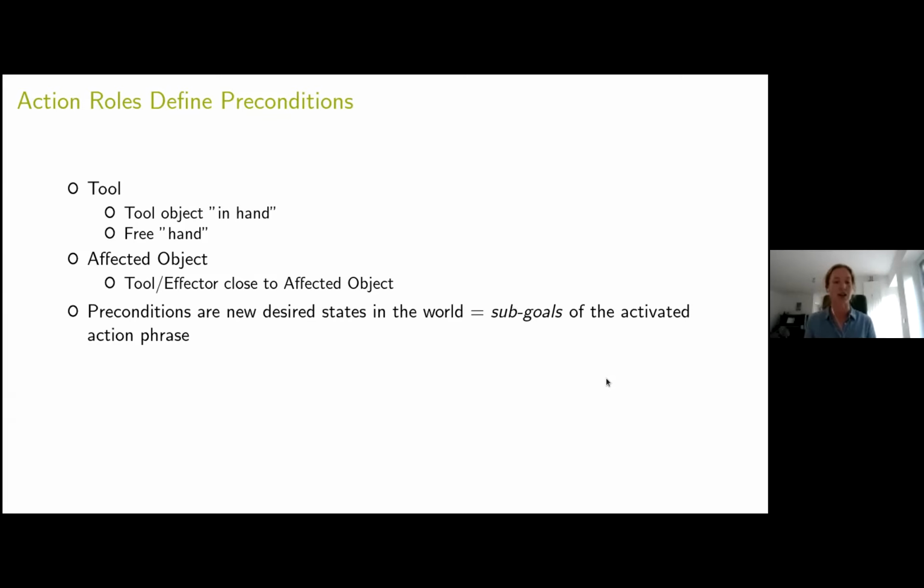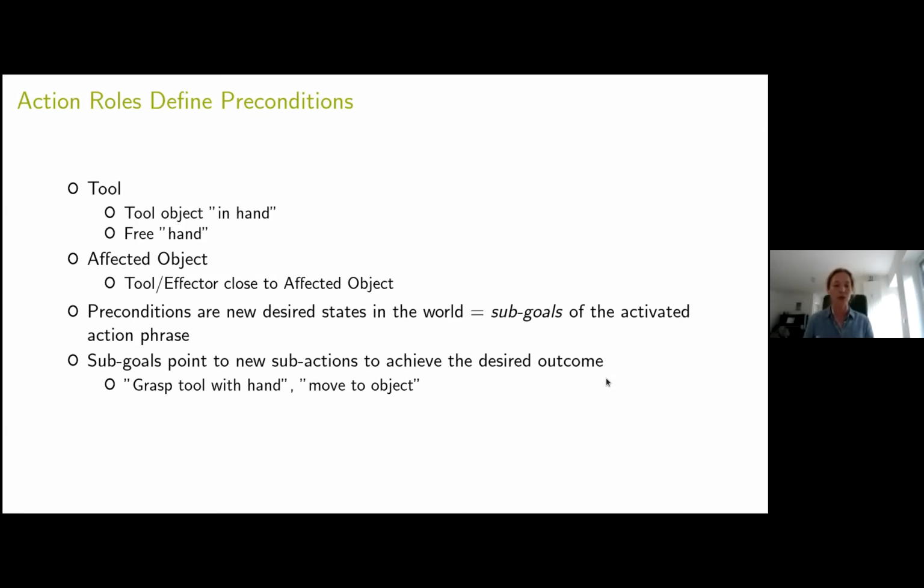Now those preconditions are new desired states in the world that we would like to achieve. So they are new sub-goals of the activated action phrase. And for those new sub-goals, we know that there are other actions that we can activate to achieve those desired outcomes. In the case of the tool object, simply grasp it with your hand. And what typically happens here is that the tool object now becomes the affected object in a lower level action. So you're now using your hand as a tool to grasp the object, which is then later used as a tool itself.